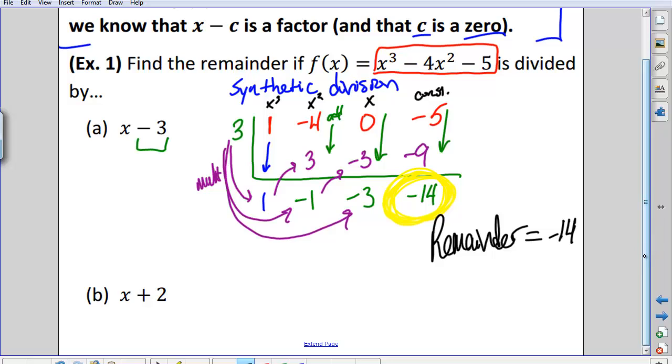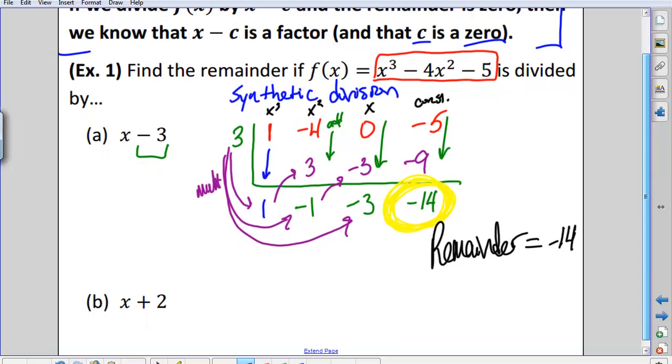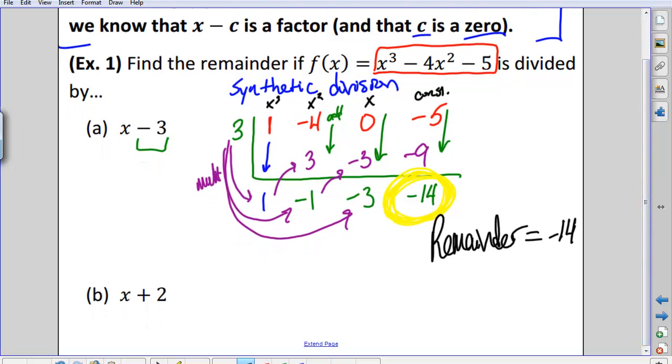Now, what does that tell us about x minus 3 for this polynomial? Well, x minus 3 is not a factor of that polynomial. Also, that tells us positive 3 is not a 0 of that polynomial. Did you follow that? We'll get into that more here in a little bit. Let's look at part B. We're going to have the same setup.